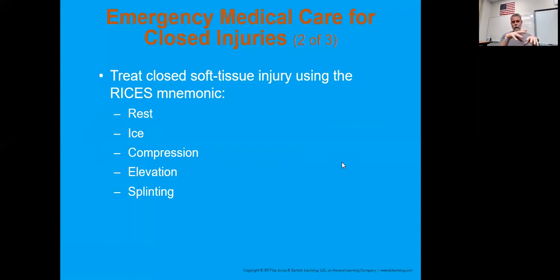And as far as a new mnemonic being introduced to you for closed soft tissue injury, again, closed versus open, we use this RICES mnemonic: rest, ice, compression, elevation, and splinting. And think of a sprain or a strain to the ankle. The same thing with the wrist, right? A lot of that packaging that you guys were doing, I think it was as early as today, was how we would treat a lot of those closed soft tissue injuries.